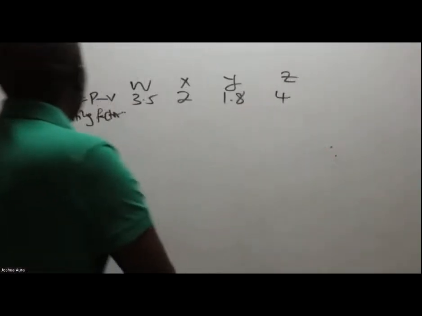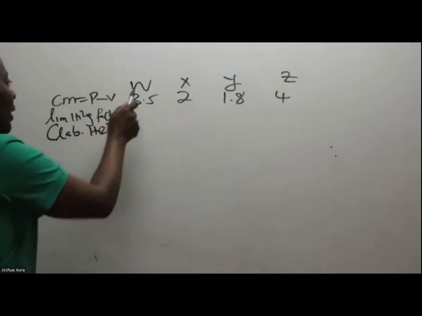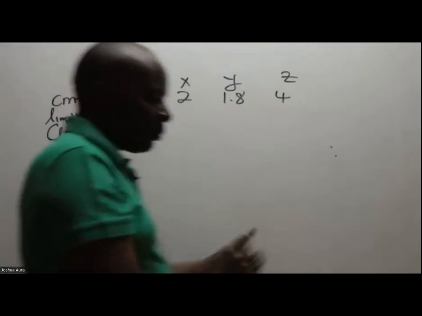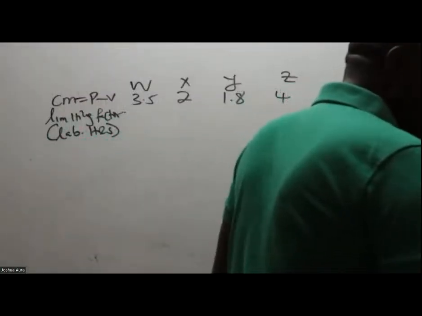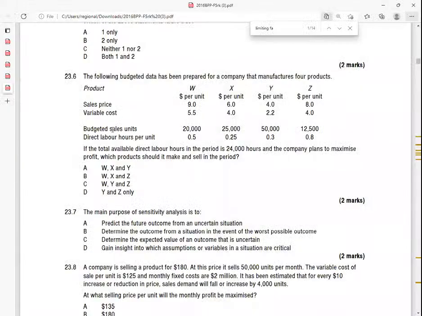Come and give me the labor hours for each of the products. You identify the limiting factor units for each of the products. So labor hours, ladies and gentlemen, that we have here are here. Budgeted sales, direct labor hours by 0.5, 0.25, 0.3.